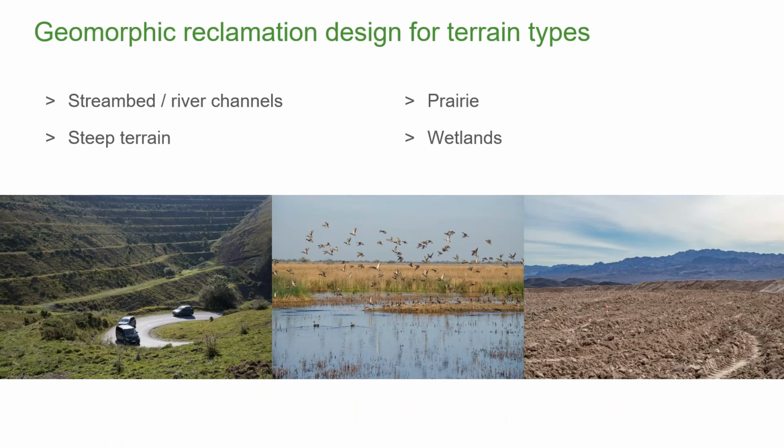In this next section, we will propose 4 different terrain features, and we will present hypothetical geomorphic reclamation bench designs and dump designs, as well as final regrades for all surfaces. The 4 main terrain types that we will be talking about today are streambed or river channels, steep terrain, prairie or grasslands, and then finally a critical landform feature that is wetlands.